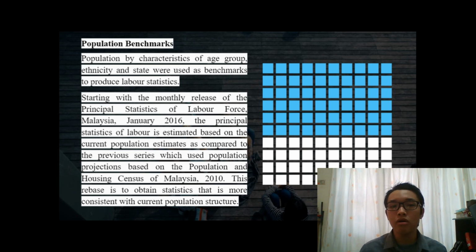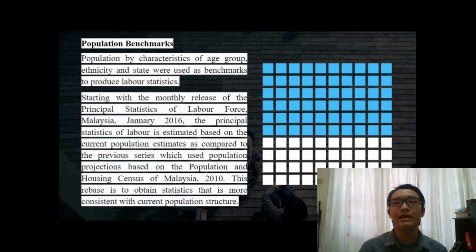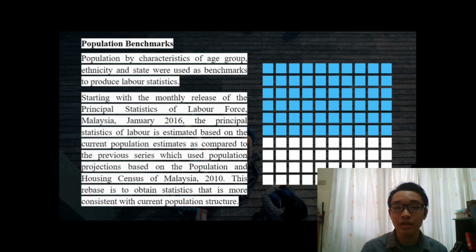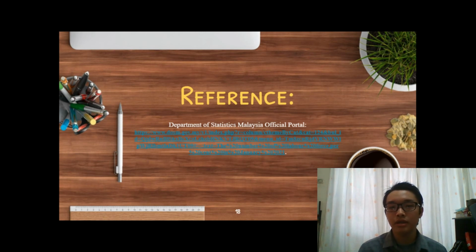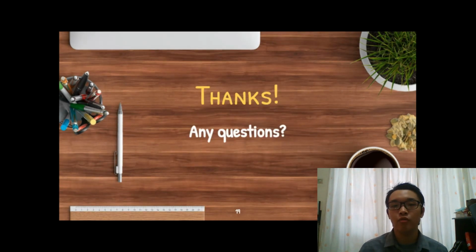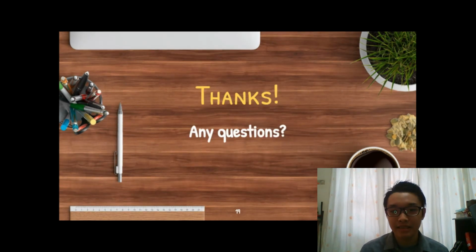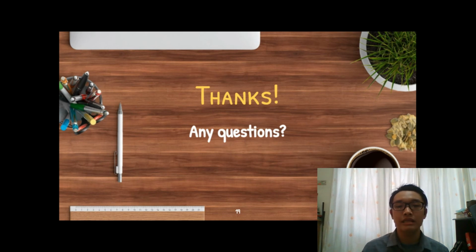Without all these applied statistics tools, they are just plainly raw data. This is the reference I took from the Department of Statistics Malaysia official portal. And with this thought of what applied statistics is and what you will learn here, they are just like a simple statement in applied statistics.